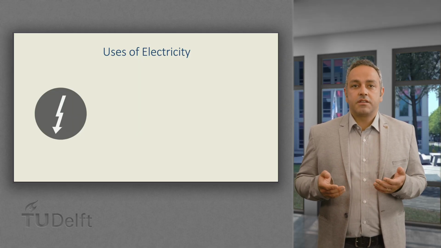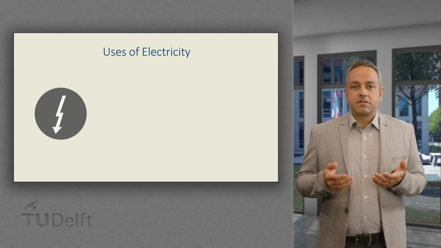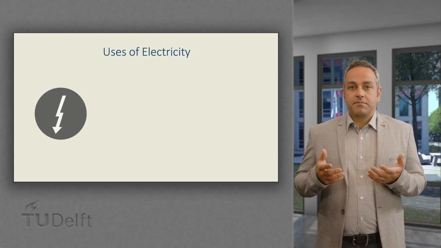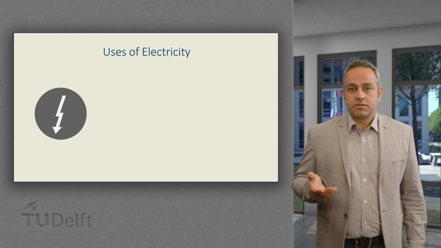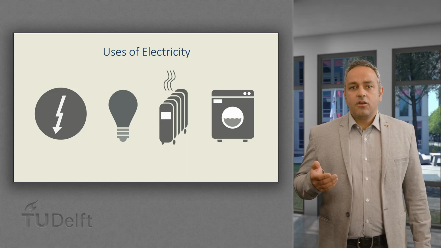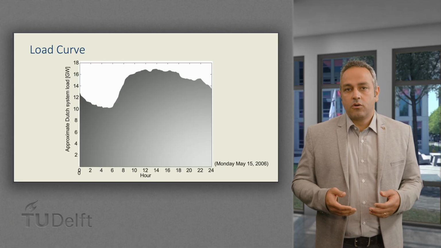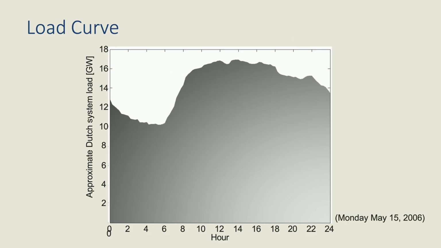Electricity can be converted into many other energy forms. For example, it can be transformed into energy forms that can be directly used by the consumers, like light, heat, and mechanical energy. A load curve or load profile shows the variation in electrical load or demand. This variation is shown for a specific time frame.